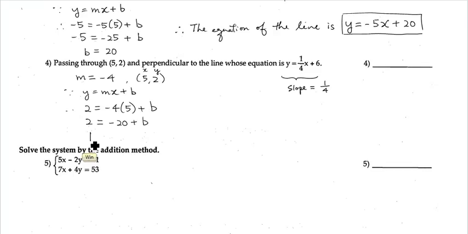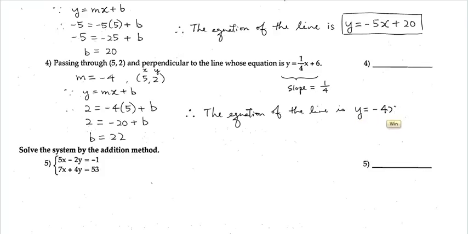So that means the b would be, what would be the b? 18. We add 20 on both sides. So finally, answer the question clearly. The equation of the line is y equals negative 4x plus 18.